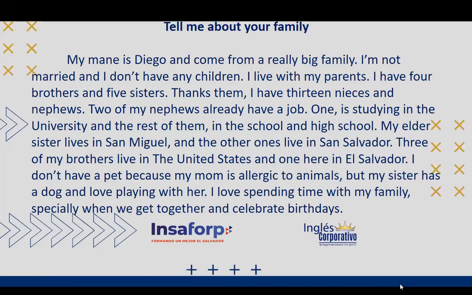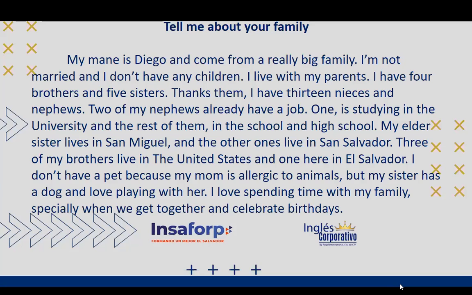Okay, my name is Diego and I come from a really big family. I'm not married and I don't have any children. I live with my parents. I have 4 brothers and 5 sisters. Thanks to them, I have 13 nieces and nephews. 2 of my nephews already have a job. 1 is studying in the university and the rest of them in the school and high school. My elder sister lives in San Miguel and the other ones live in San Salvador. 3 of my brothers live in the United States, 1 here in El Salvador.